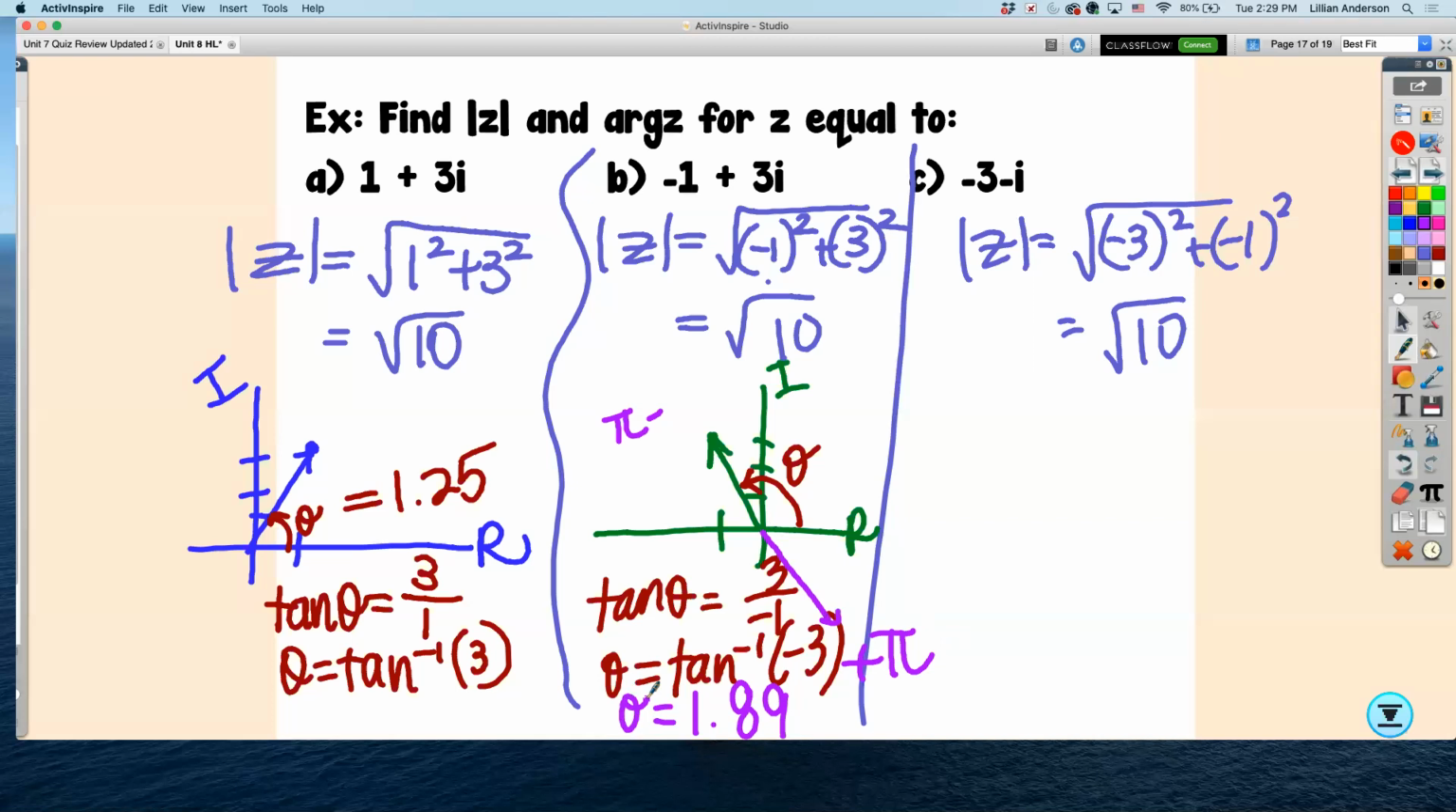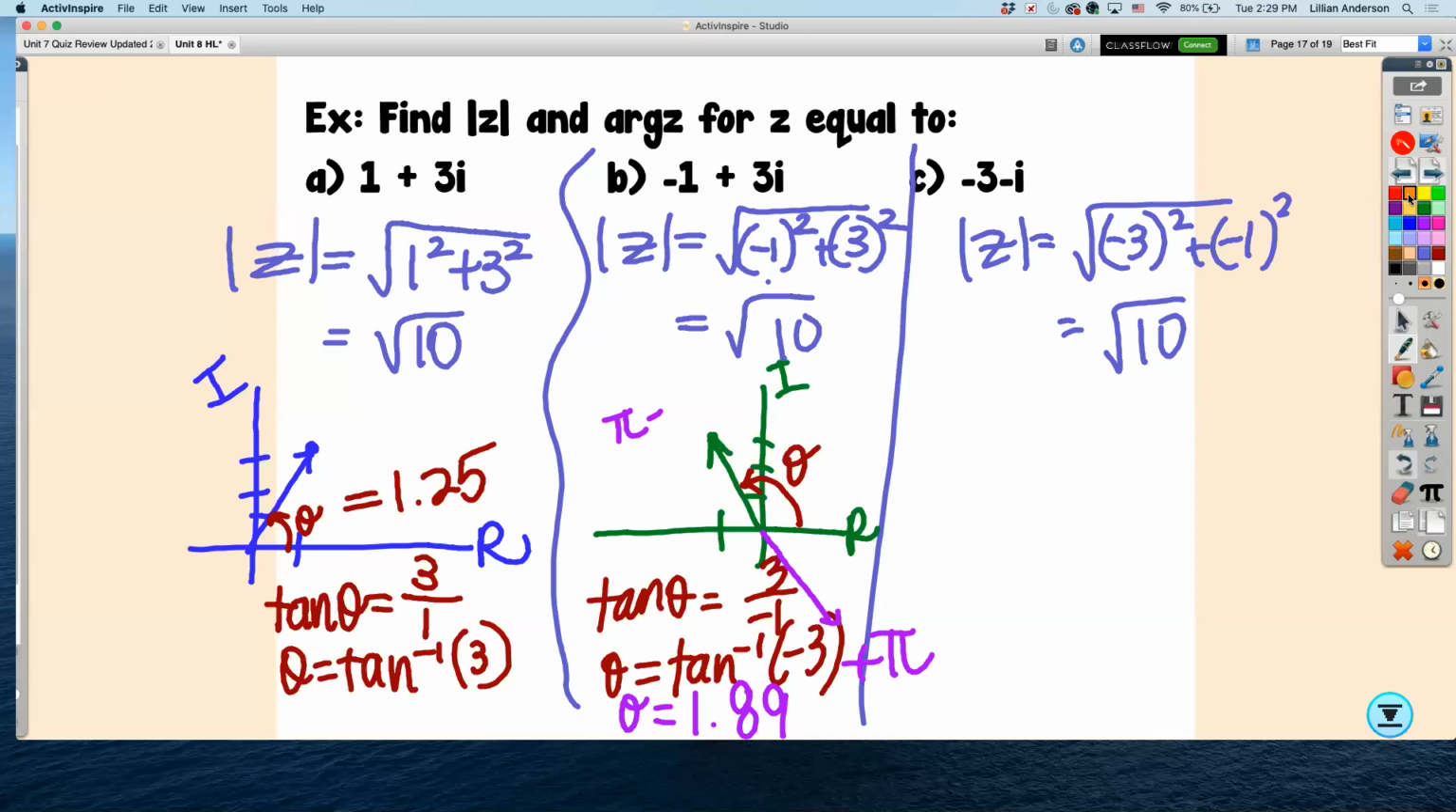So kind of keep that in mind. The quadrants, they could be kind of funky. And the reason why is because when you do the inverse of tangent, you're actually bounded between negative pi over 2 and pi over 2. So it's not going to give you anything outside of that. So you have to do a little bit of alteration to get there.